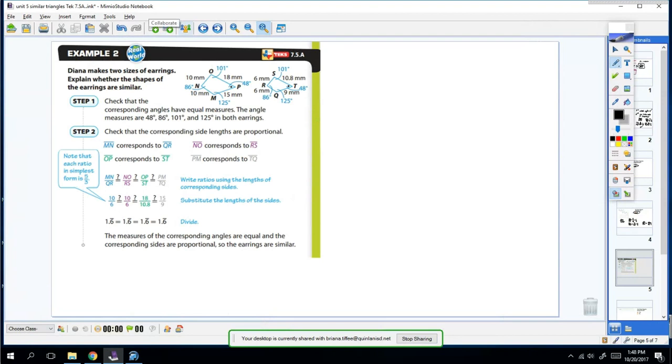Example 2. Diana makes 2 sizes of earrings. Explain whether the shapes of the earrings are similar. Okay, so we have to determine if they're similar. The first thing I'd check is if they have equal angles. So first off, I'm going to say MNOP is not equal to, but similar to, QRST.